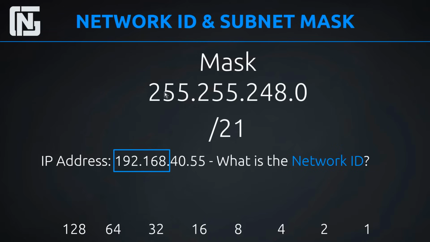So if our first 2 octets in our mask have 255 and 255, then we know we need to use the first 2 octets of our IP address in the network ID. So it's going to start with 192.168. Here where it gets a little bit more fuzzy is when we go into the 3rd octet, because that's where the mask is a little bit fuzzy as well.